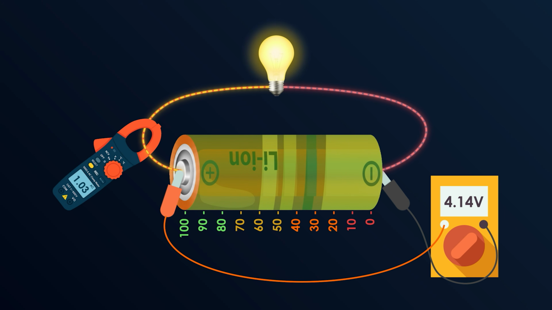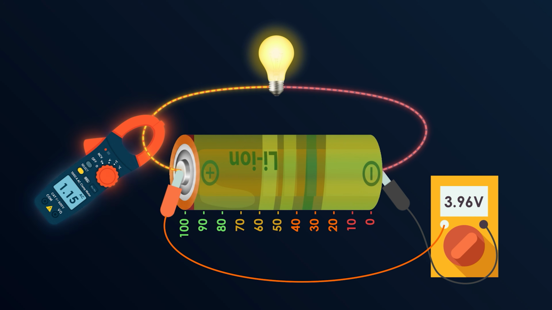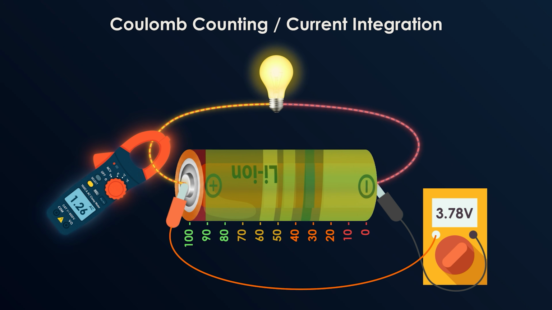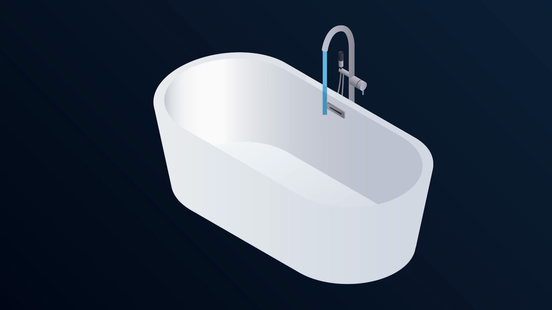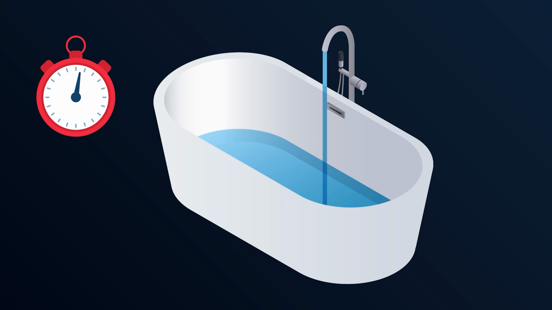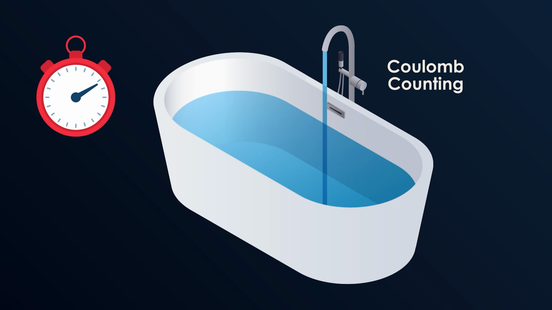Since we can't trust the pressure while our battery is actually working, we have to count what goes in and what comes out. We call this Coulomb counting or current integration. Imagine a bathtub. If you know exactly how many liters per minute water is coming out of the faucet, and we have a stopwatch to measure the time, then we can calculate exactly how much water is in our tub. That's how the Coulomb counting works. We use this math and this is what it looks like.